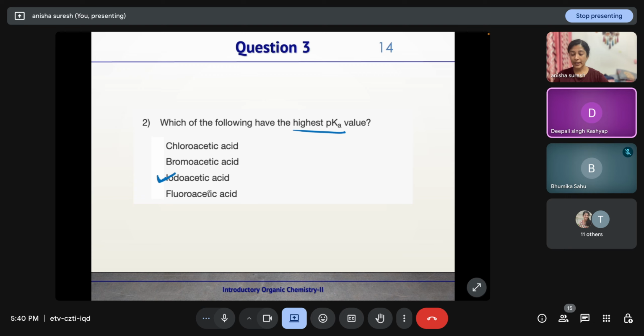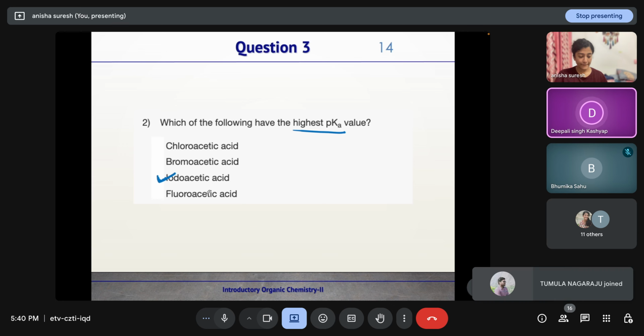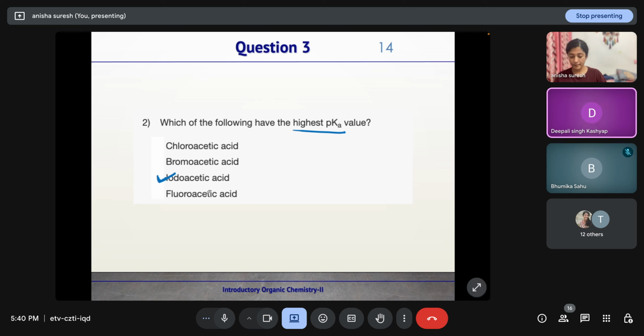Yes, ma'am. Ma'am, for checking the acidity among these four options, we also sometimes see the size of the groups. Here first we see the size, then electronegativity, then resonance. So are we not going to see the size for fluorine, chlorine, bromine, iodine down the group? No, but these are not leaving groups, right? So here, for seeing acidity, we will mostly consider how the group stabilizes the conjugate base that will be formed. Okay, ma'am. Understood, ma'am. Okay.